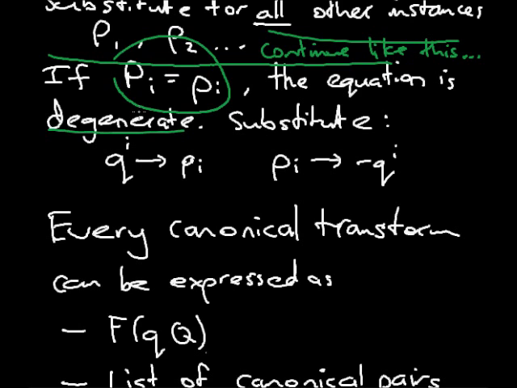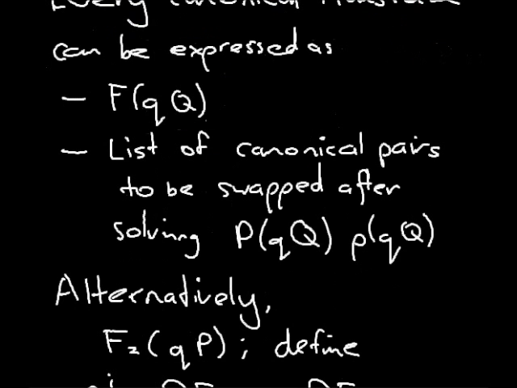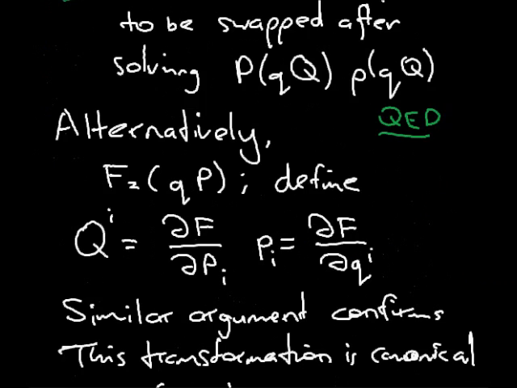This is where the generating function idea breaks down, and we could allow ourselves the liberty of swapping q for p and p for negative q. So if we change the problem slightly, we can once again codify the canonical transformation into a single generating function, provided we remember to swap the coordinates back when we write the transformation out. So with that extra liberty, we can indeed represent every possible canonical transformation using a generating function.